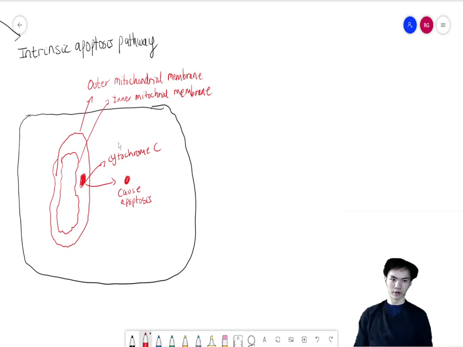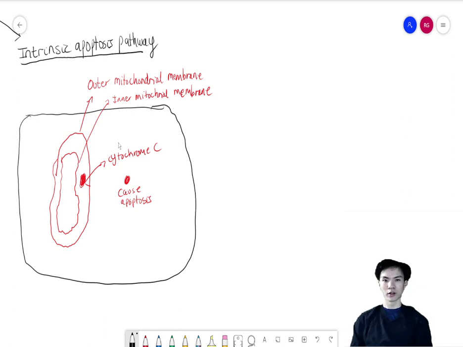So cytochrome C leaving is going to be really bad, which is why the outer mitochondrial membrane is going to be impermeable to your cytochrome C. But that means the intrinsic apoptosis pathway can utilize this deadliness of cytochrome C to cause the cell to kill itself. So the intrinsic apoptosis pathway is all about getting cytochrome C to leave the mitochondria. And how are we going to do that?